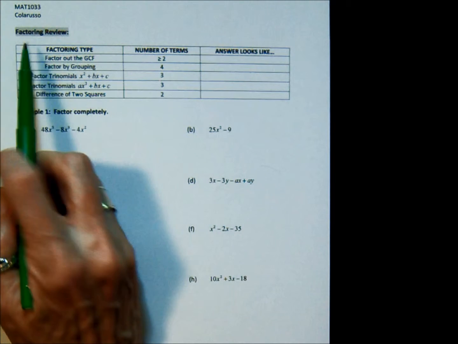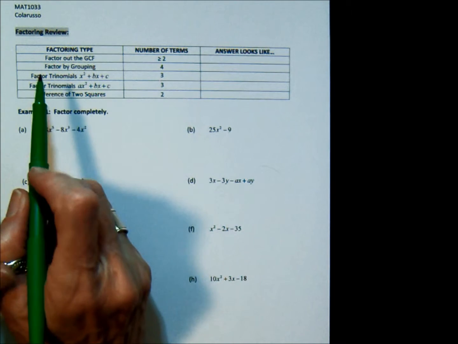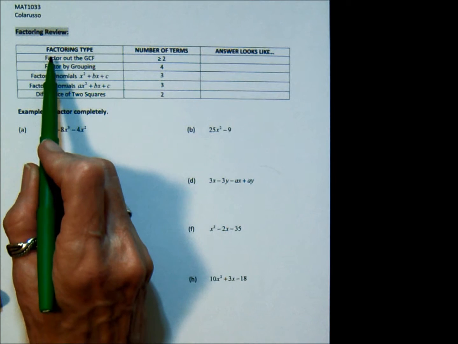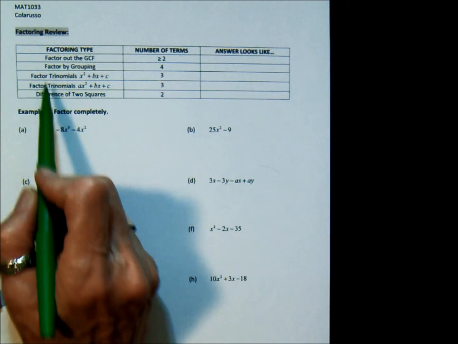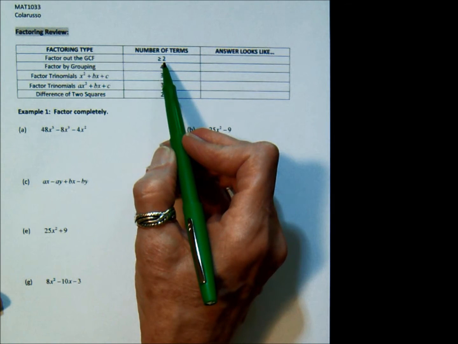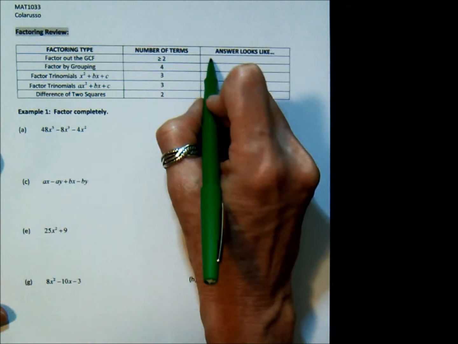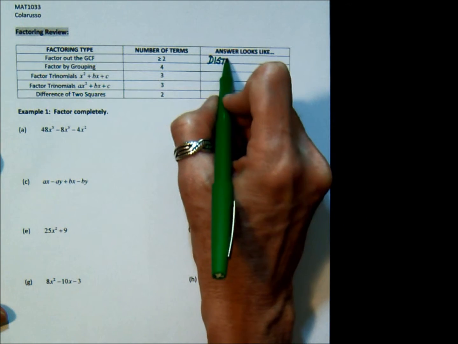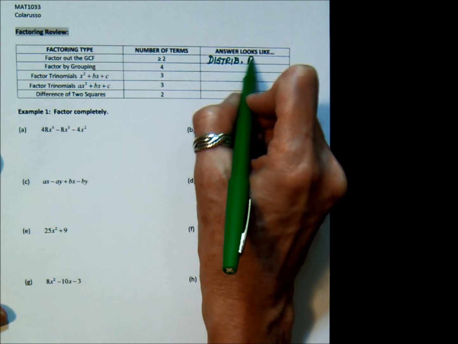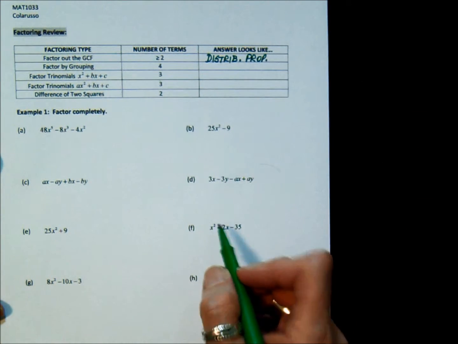This section addresses factoring. So we're going to go through a factoring review here where I'm going to go over each of the types that you see listed in this chart. So we're going to start out factoring out the GCF. Those type of factoring problems can have two or more terms. That's what that symbol means. And the answer to one of those looks like a distributive property problem. So it looks like the distributive property.